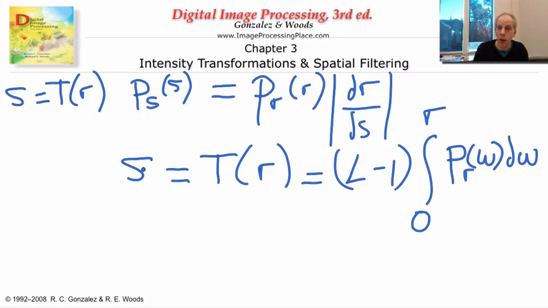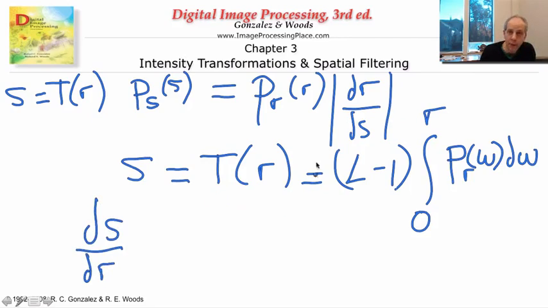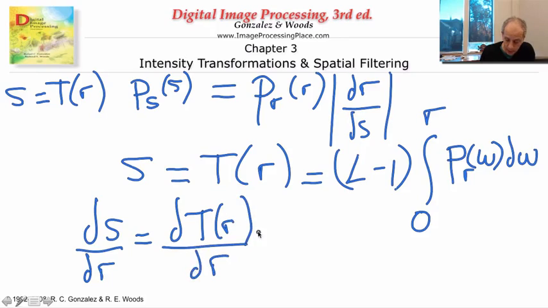I have to prove to you that this is the right transform to do histogram equalization. So let us do that. In order to do that, I'm going to compute this derivative. And the basic idea is very simple. So we are going to actually do ds/dr. Now we have the explicit transform here, so we can compute this derivative. It's basically d/dr, and we have here the expression.